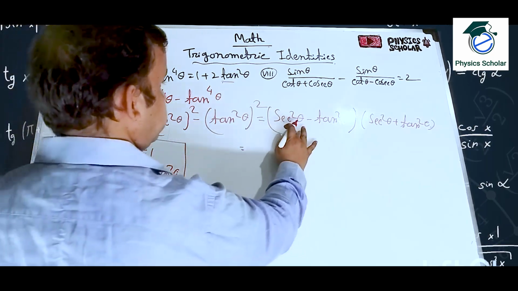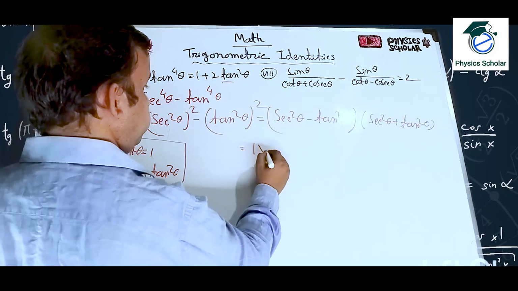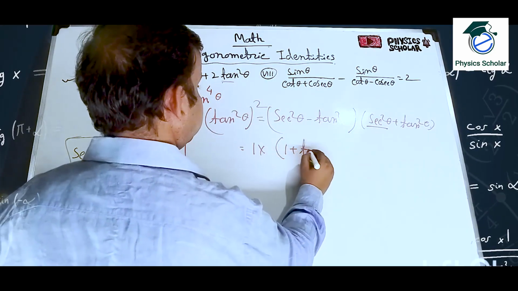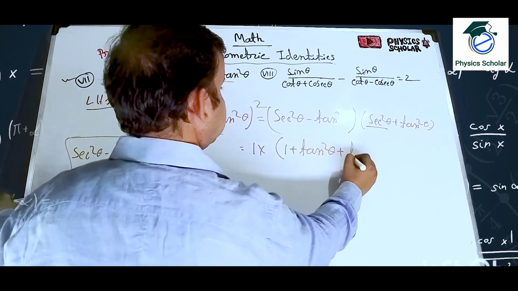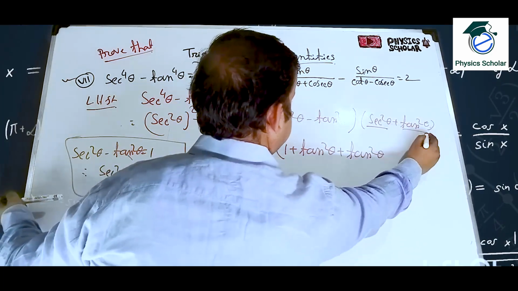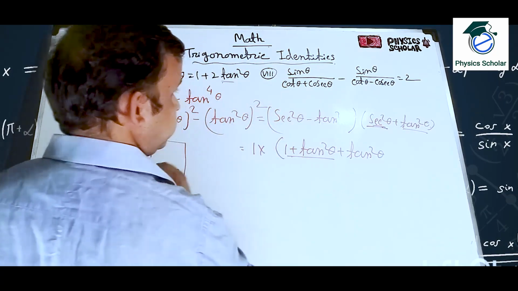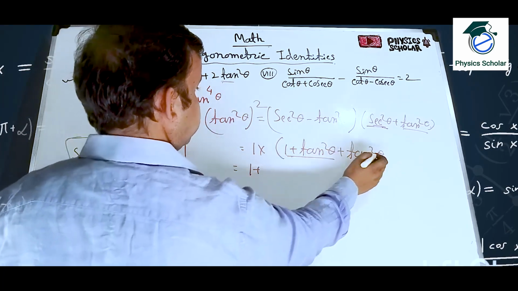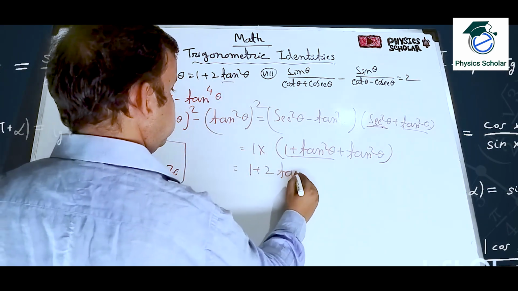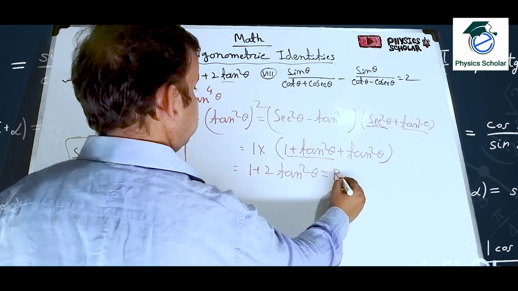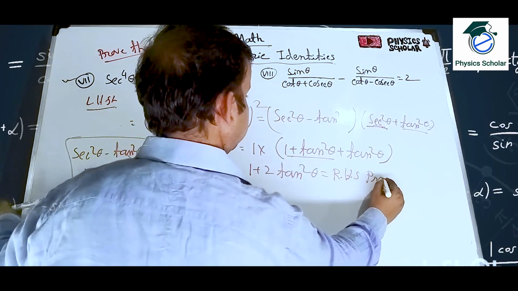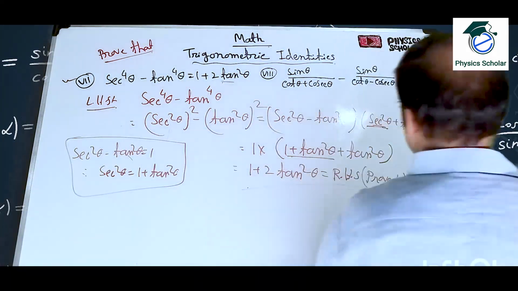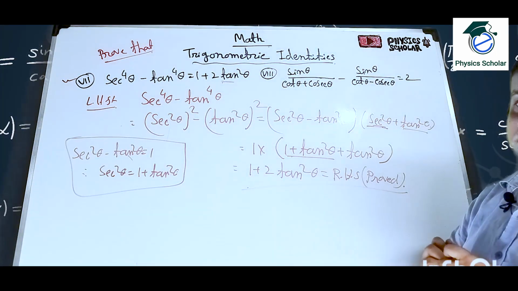So here sec square theta minus tan square theta is equal to 1. So 1 into what is the value of sec square theta? 1 plus tan square theta. So 1 plus tan square theta plus tan square theta. Instead of sec square theta, we are writing 1 plus tan square theta. Clear? So now 1 plus tan square theta plus tan square theta means 2 tan square theta is equal to RHS. Proved. Clear? So very easy sum, but you have to know how to do it. Otherwise you will face problem.